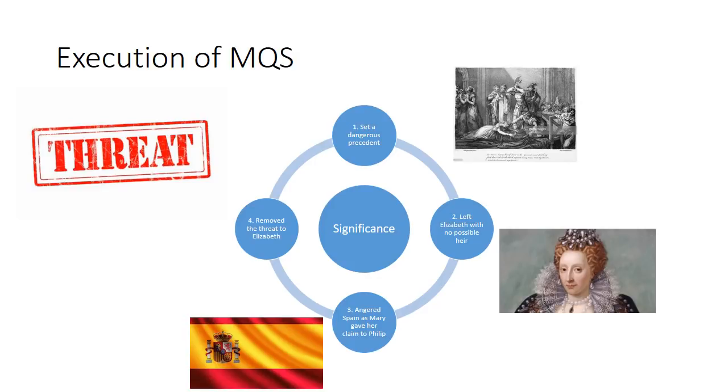So people again began to talk about who's going to become king or queen after she died. And in particular, as we're going to look at in our next episode, it angered the Spanish because Mary had given her claim to King Philip, and he became determined to control England, and obviously the Armada. But from Elizabeth's point of view, it removed the direct threat that Mary provided once and for all.